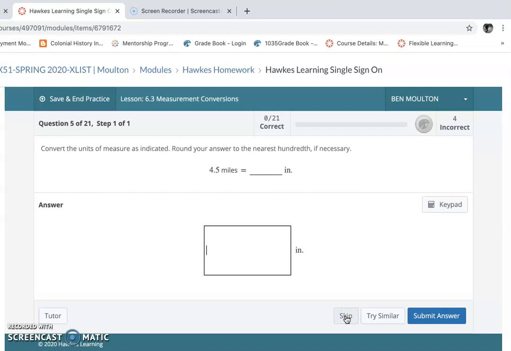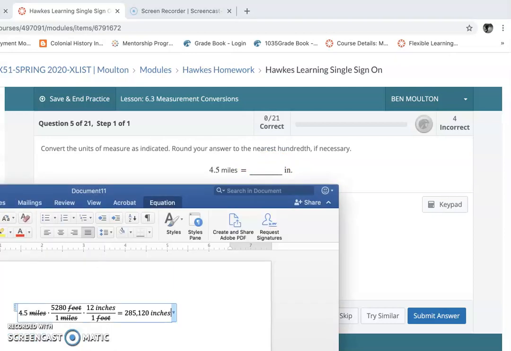Miles and inches. Let's take a look at that one. Now this one we're going from 4.5 miles into inches. So we've got 2 conversions that we've got going. We're going to go from miles into feet, and then from there we'll go into inches. I've got the conversions right here. This is going to be a big answer, by the way, the numerical value part.